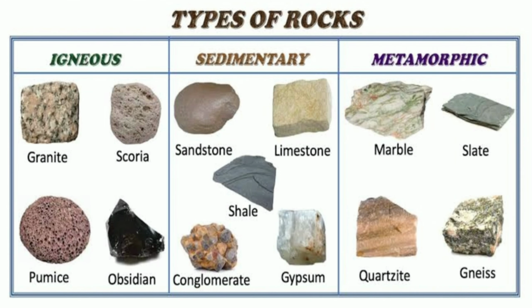Now we will see different examples of rocks. Igneous rocks: granite, scoria, pumice, obsidian. Sedimentary rocks are sandstone, limestone, shale, conglomerate, gypsum. In metamorphic rocks we have marble, slate, quartzite and gneiss.